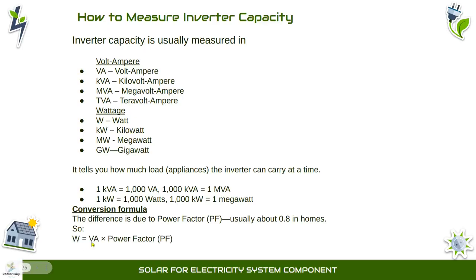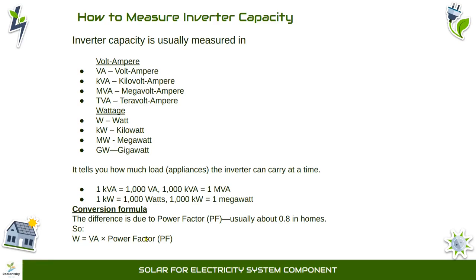So let's say you want to convert VA to wattage. They gave you the measurement, let's say 1000 VA, and they say you should convert it to wattage. What you need to do is, your wattage is going to be equal to the VA they gave you times this power factor, 0.8. That is how you convert your VA to wattage. If you do that, you see that you have a lower wattage. That means VA is higher than wattage.